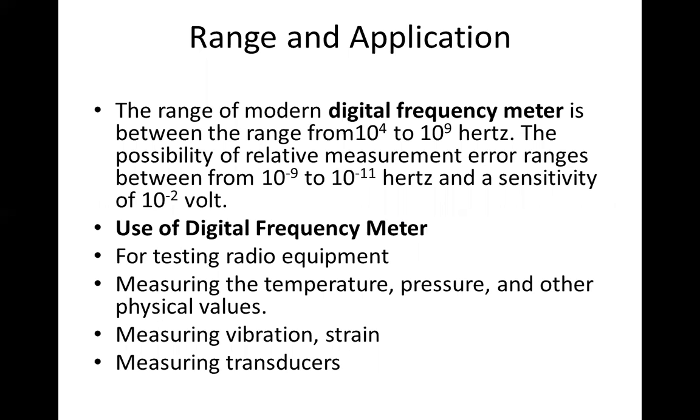The range of modern digital frequency meter is between 10 to the power 4 to 10 to the power 9 Hz. The relative measurement error ranges from 10 to the power minus 9 to 10 to the power minus 11, and a sensitivity of 10 to the power minus 2 volt.